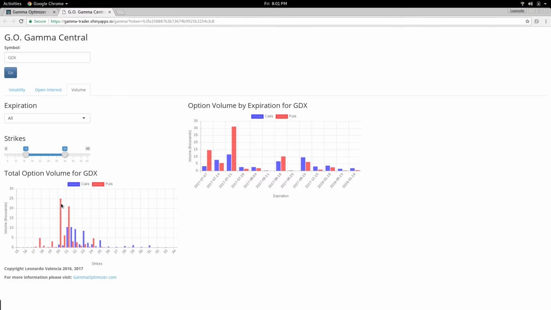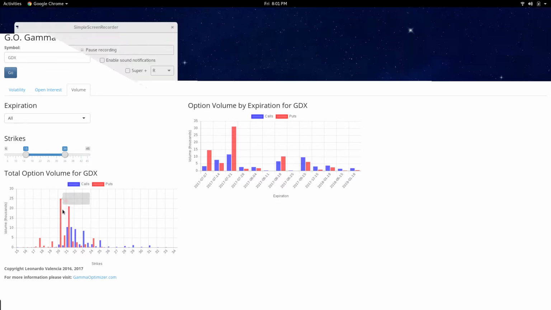So the most active strikes were, who would have guessed, the 20 puts in GDX. The 21 puts too. For simplicity, let's assume that most people are buying the options here, but you don't know. I mean, no one knows if the options are being bought or sold, but it gives you an idea of what kind of trading we got today.